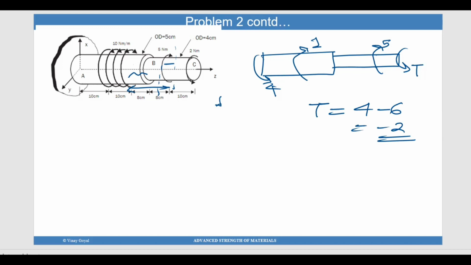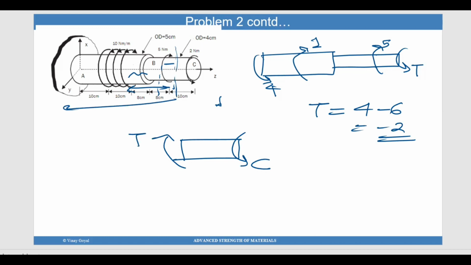You see that if you do the force balance from any end, for example from this end, if I take a cut here and look at the rod like this, there is C here and a torque T in this direction. If I make a cut here and instead of looking at this part, I look at this part, this is 2 Newton meter, the external torque. So this is going to be 2 Newton meter here.